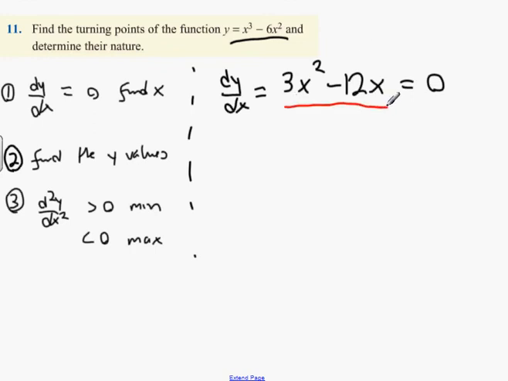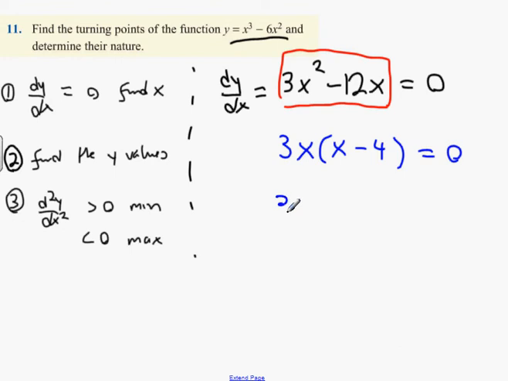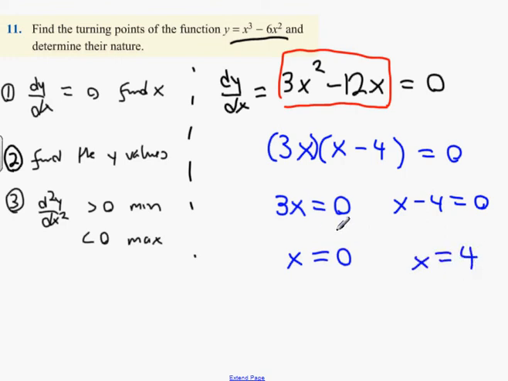Yeah, factorize it. And how do you factorize it? What can you take out of both? Any number? 3x. So 3x times (x minus 4) equals 0. Dennis, finish it off. Does the outside bracket 3x equal 0 or x minus 4 equal 0? x equals 0 and x equals 4, because 0 divided by 3 is still x equals 0.